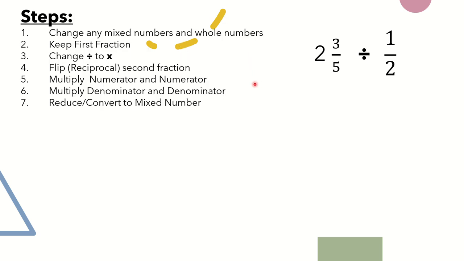Okay, let's look at the steps. Change any mixed numbers or whole numbers into improper fractions or fractions. Keep, change, flip. And the same way we multiply our fractions, we divide our fractions. We just multiply straight across, multiplying my numerators and multiplying my denominators, and of course reduce or convert into a mixed number once we are done. So let's go ahead and look at a practice problem.